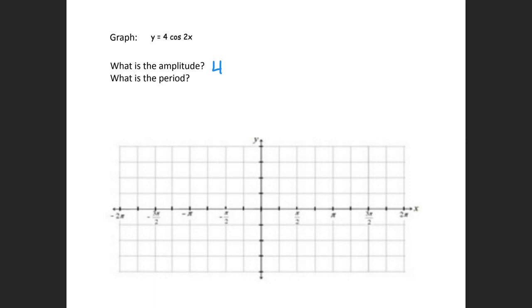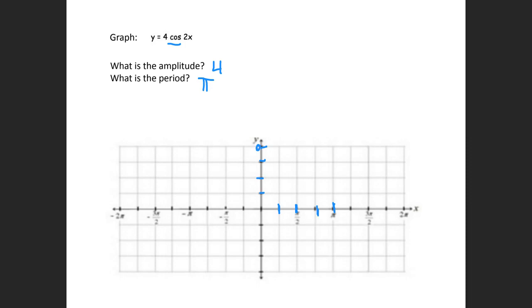Pi. Absolutely. Good. So now this is a cosine graph. I know cosine starts at 1. In this time, I'm going to go up 1, 2, 3, 4. And since the period is only 4, I'm going to break this into 4 distinct equal intervals.